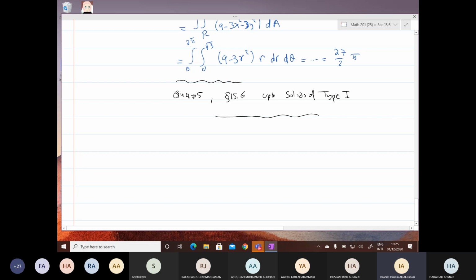Up to this type. Now I will go to solids of type 2 and type 3. They will not be covered in the quiz. So just concentrate on solids up to type 1. This is just to make life easy for you. Concentrate on solids of type 1.